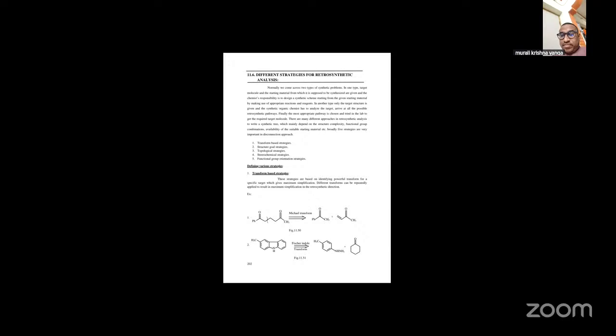So in this first example, a 1,5-dicarbonyl compound undergoes a Michael transform, then gives phenyl methyl ketone and methyl vinyl ketone, and this indole undergoes a Fischer indole transform, then gives phenyl hydrazine, para-methyl phenyl hydrazine, and the carbonyl compound, cyclohexanone.